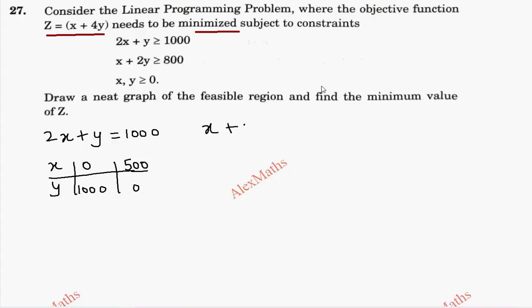So we have 2 points to plot this line. Similarly, x plus 2y equal to 800. When x is 0, y will be 400. When y is 0, x will be 800. So we have 2 points here. And we have to draw the graph.